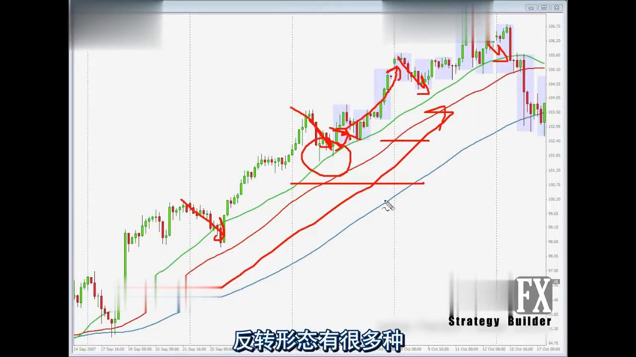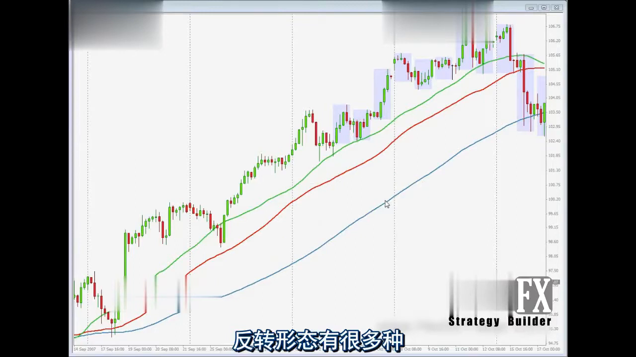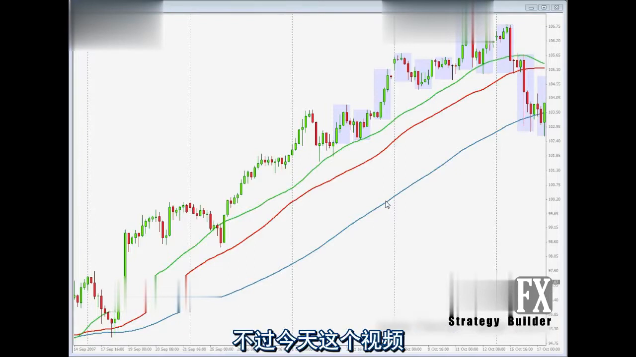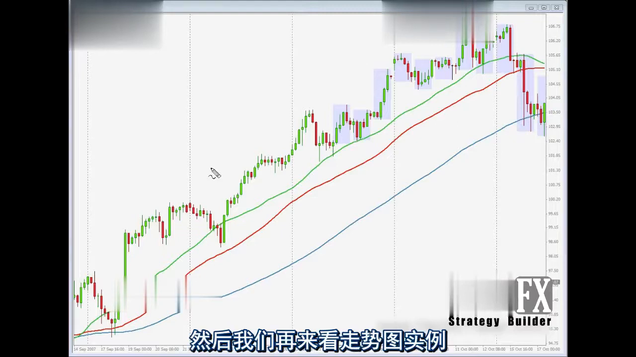Okay, there are a few reversal formations that I trade. There are actually many reversal formations. I personally trade few of them. I'm going to be explaining all of them throughout this chapter, but in this particular video I'm only going to be talking about 1, 2, 3 reversal formations. Firstly, let me talk about the theory, and then I'm going to show it to you on a real chart.